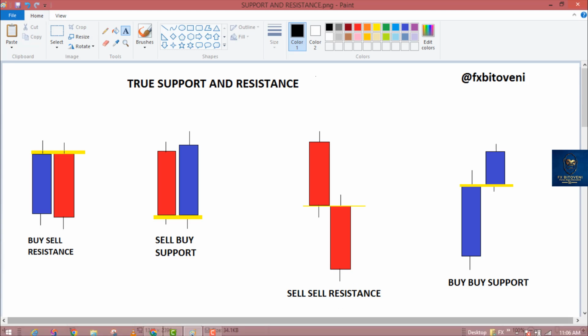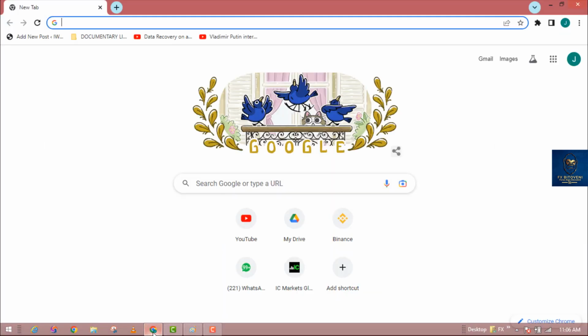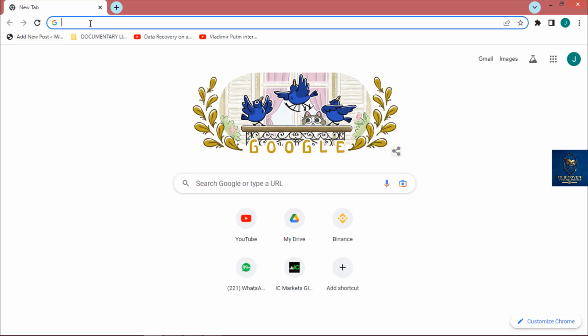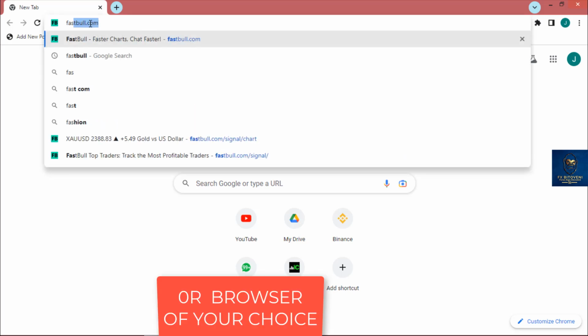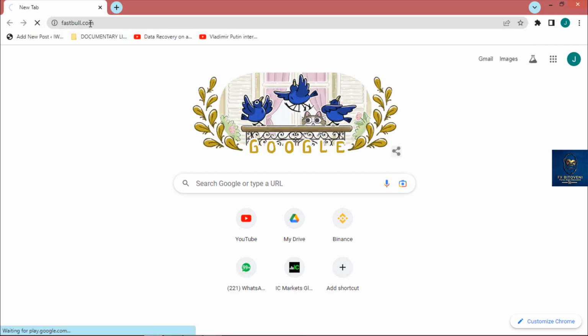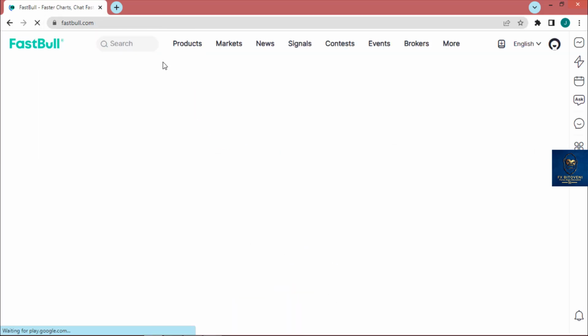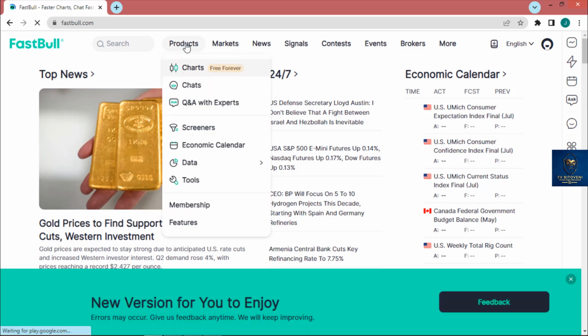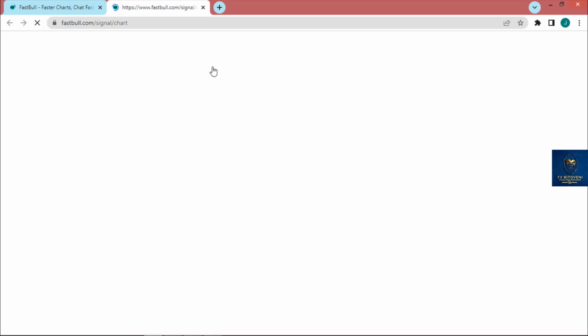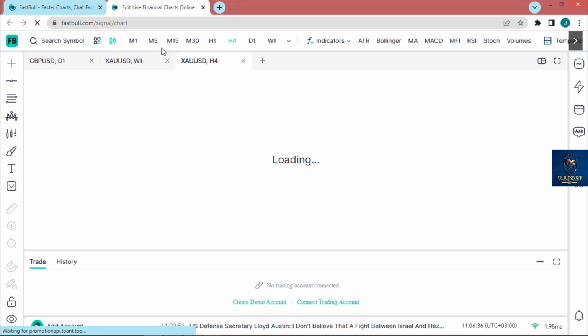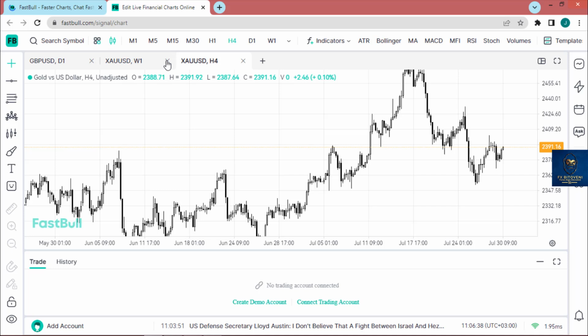So let's first of all show you how to access the website. You simply go to your Google Chrome, and then you type fastbull.com, and then you will see the site opening, and then you click on the product. You can see the chart free forever, and then you click on it, a new tab will open, and your chart will appear. So this is how the platform looks.